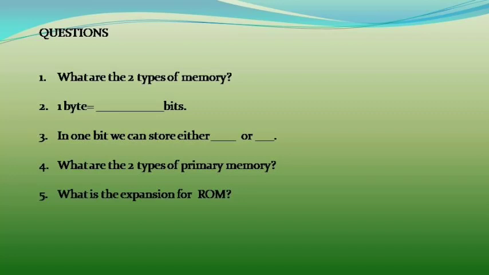The third one is, in 1 bit we can store either dash or dash. The fourth question is, what are the two types of primary memory? That is, what are the two subcategories of primary memory? And the last question is, what is the expansion for ROM?